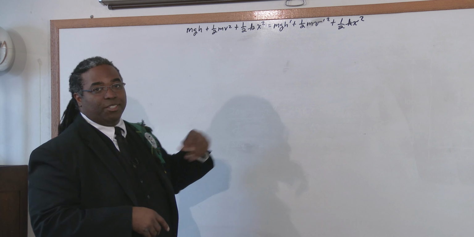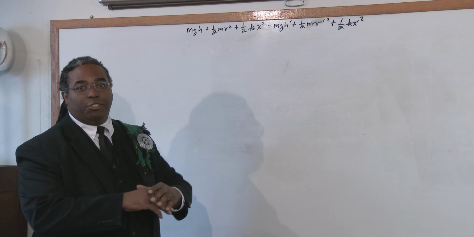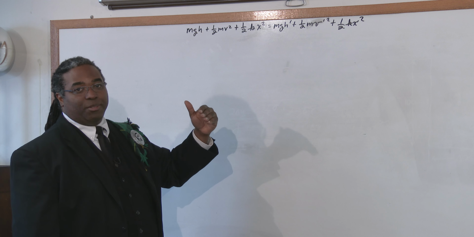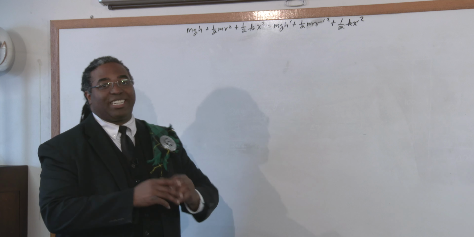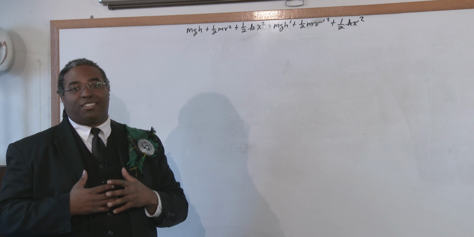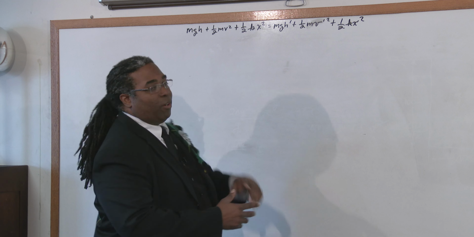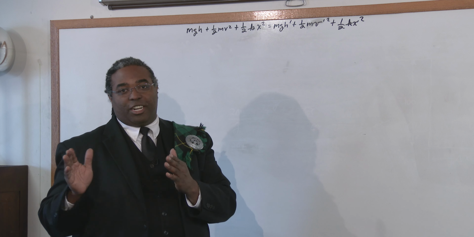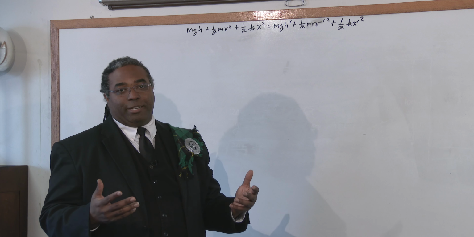Let's look at the different forms of energy. This is mgh, or potential energy due to height. We would more traditionally call that gravitational potential energy. This is 1/2 mv squared, which is kinetic energy, or energy due to something moving. This is 1/2 kx squared, where k is a spring constant, x is the distance that a spring has been stretched or compressed. That's the potential energy stored in a spring.